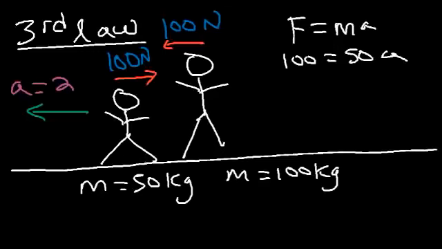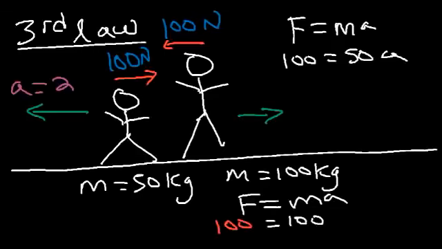Now, the person on the right, he's going to experience a smaller acceleration because he has a larger mass, he has more inertia. So it's going to be harder to move the larger person. So using the equation F is equal to ma, he experiences a force of 100, but since he has a mass of 100, the acceleration is going to be 1. So because he experiences a small acceleration, he's not going to move very far.